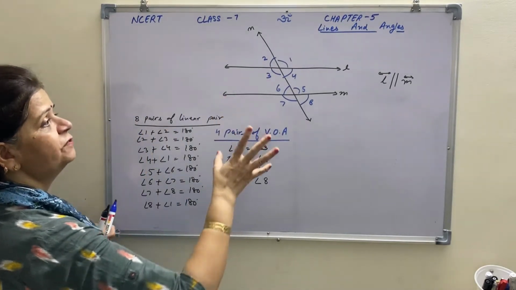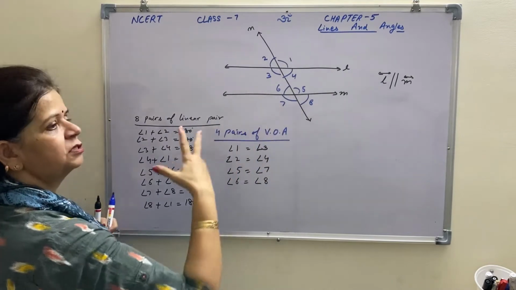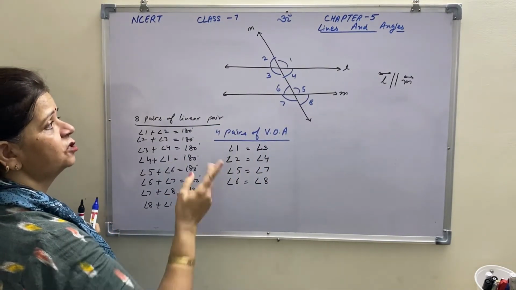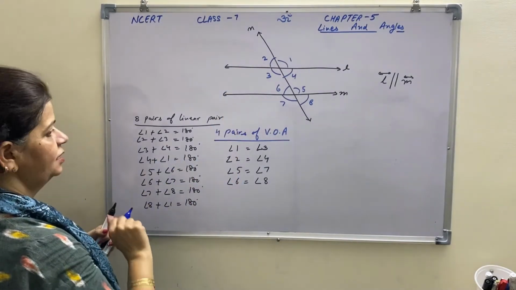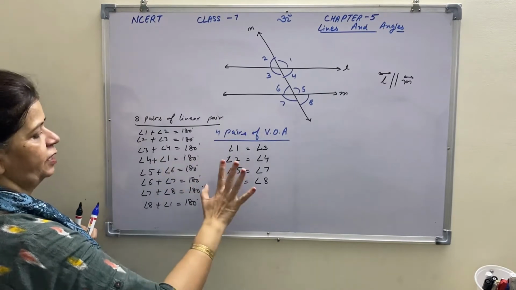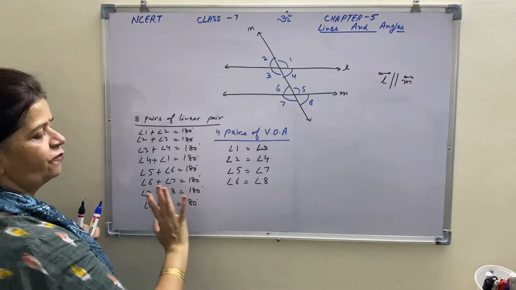What is the difference between when a transversal is crossing two lines which are not parallel, and when a transversal is crossing two lines which are parallel? These remain the same in both cases. No change in these two types of angles.